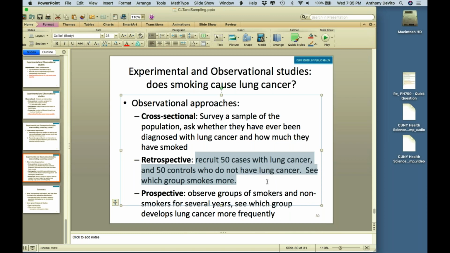Retrospective: 50 cases with lung cancer, 50 who do not have lung cancer, and ask the people in each of those two groups if they smoked. And prospective: observe groups of smokers and non-smokers going forward in time to see which group develops lung cancer more frequently.